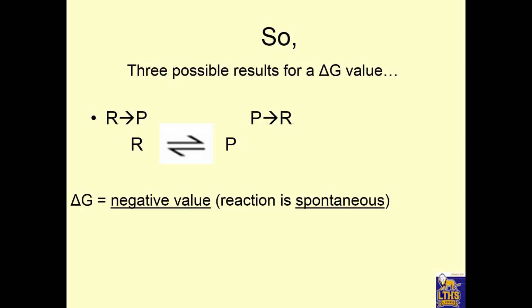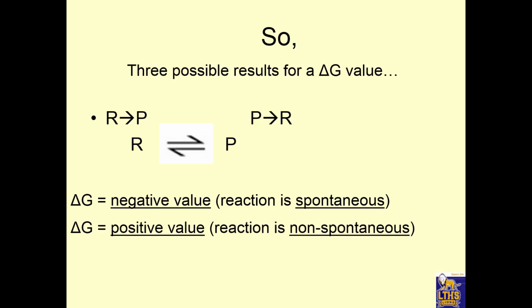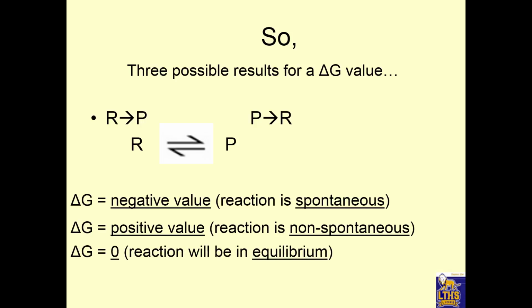Why does that happen? Well, if you have a negative delta G, you're going to get reactants turning to products spontaneously. If you get positive delta G, you'll get no forward reaction, but only the reverse. But what if delta G is 0? That's when the reverse reaction and the forward reaction can happen, and we can get equilibrium.